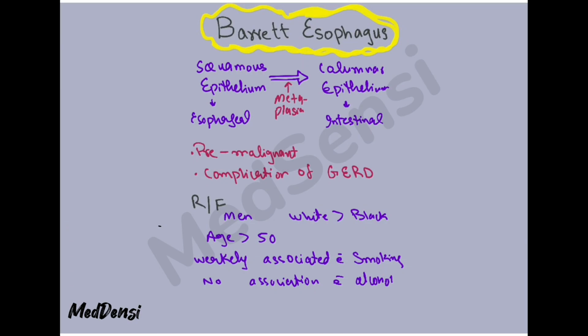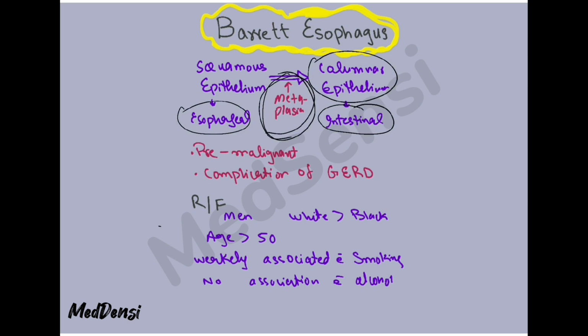Barrett's esophagus is a GIT disorder in which the squamous epithelium of the esophagus is changed into the columnar epithelium, which is normally present in the intestine. This process occurs by metaplasia, the conversion of one type of epithelium into another type. It is a pre-malignant condition and a complication of gastroesophageal reflux disease, or GERD.